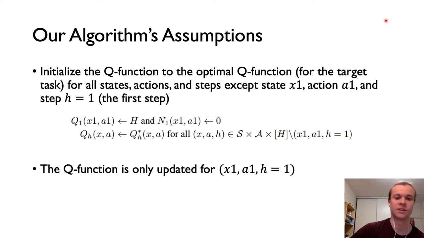In math, you can see that this is how it would look. Essentially, in words, every single state, action, and step we assume is the optimal Q function, and we assume we only need to really learn one state, action, and step. The second assumption we make is that since we know all states, actions, and steps other than one are optimal, we therefore don't update the Q function for any of those, because we don't want to update them to a suboptimal value. So we make the restriction that we only update the Q function for the state x1, the action a1, and the step h equal to 1. Once again, a rather restrictive assumption.